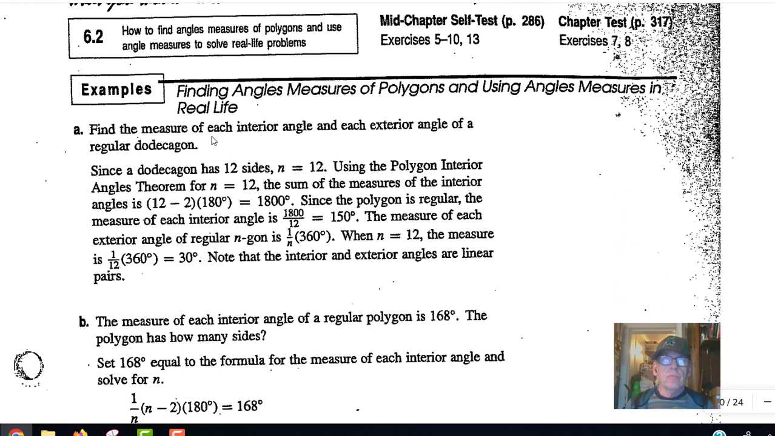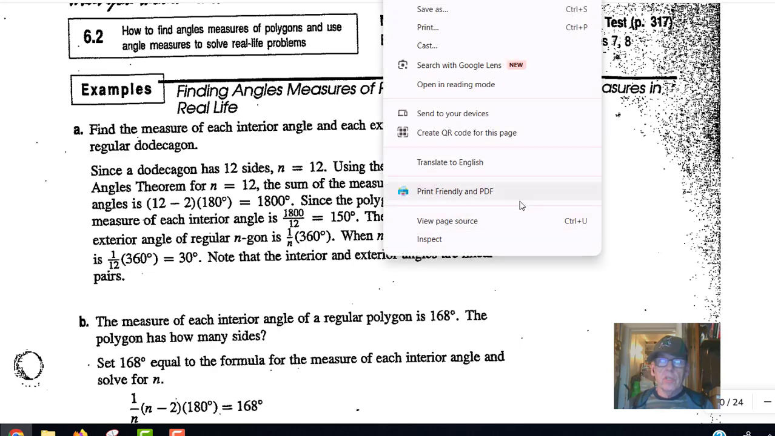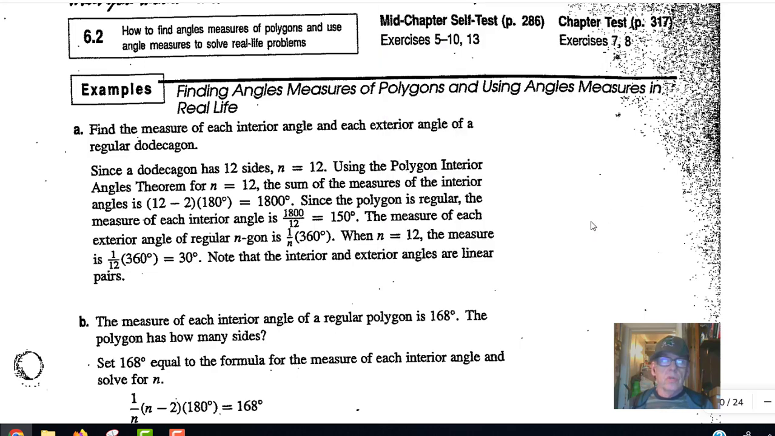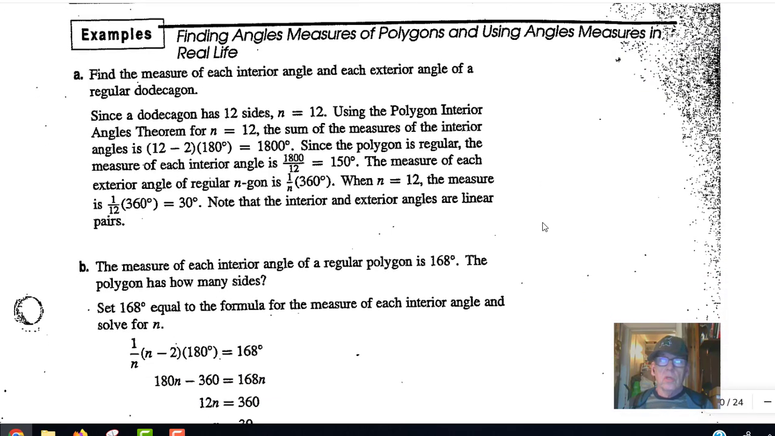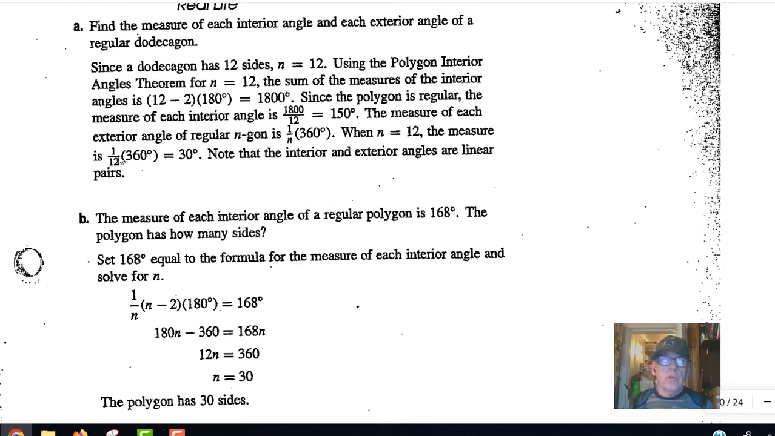So first example, you have a dodecagon, which is a 12-sided polygon, and they tell us how to figure out what each interior measure is. So n minus 2 times 180. For interior angles, n minus 2 times 180 is 1800 degrees. Since it's regular, divided by 12, each angle comes out to be 150.